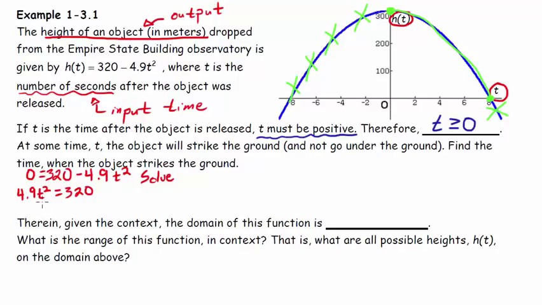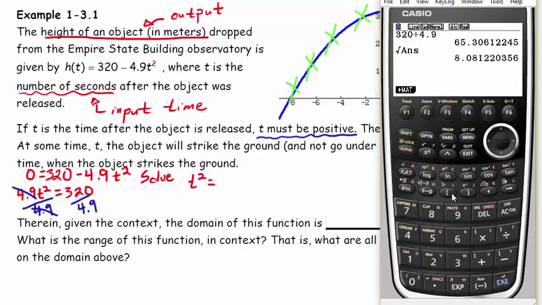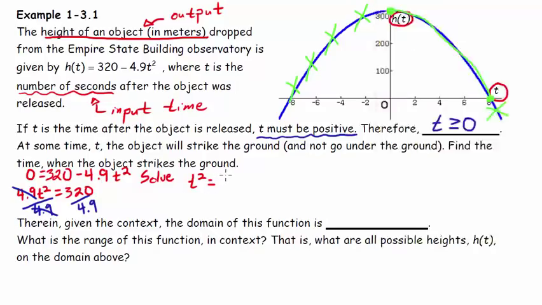Alright, now I'm trying to solve for t, so I might divide both sides by 4.9. And that would cancel that out. So then we would have t squared equals, alright, so I want 320 divided by 4.9, which gives me 65.306.